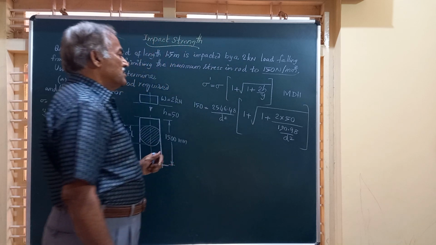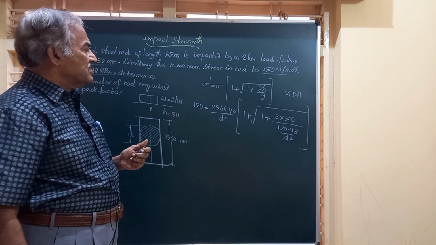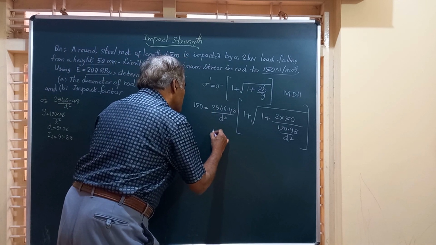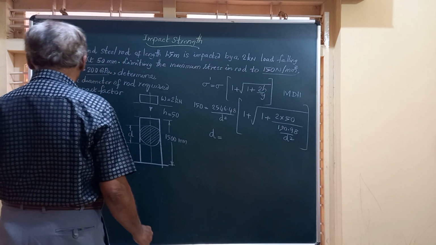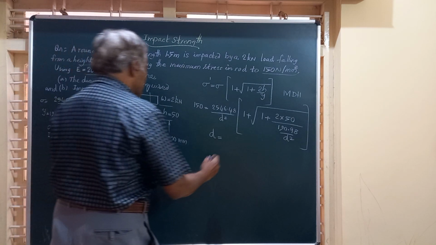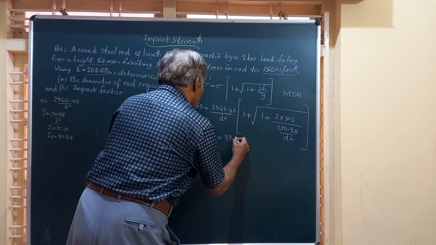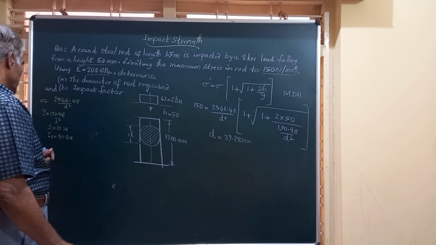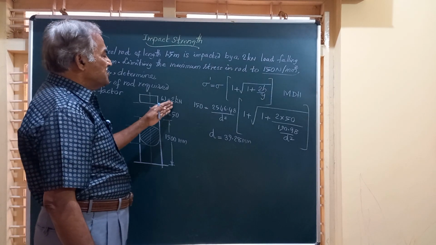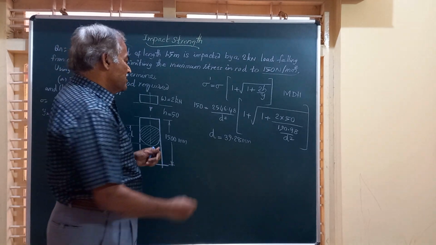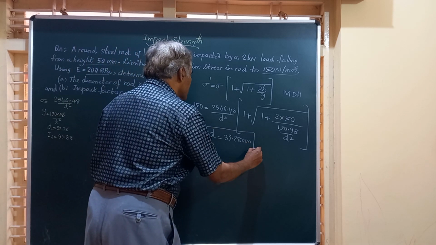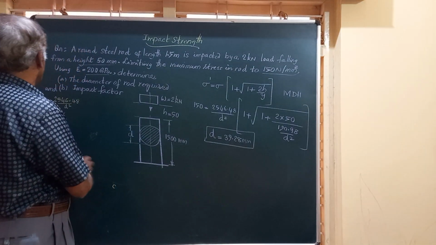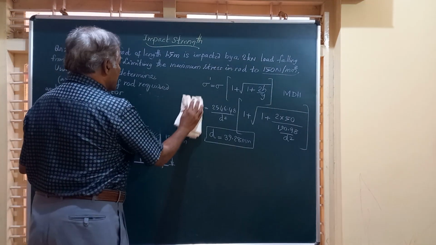Friends, we have to solve this equation, and by solving this equation, because only d is unknown to us, we get the value of d as 39.28. 39.28 mm is the minimum shaft diameter required to sustain this load of 2 kilonewton. And this is the answer for the first part of the question. And friends, in the second part he asks, what is the impact factor?